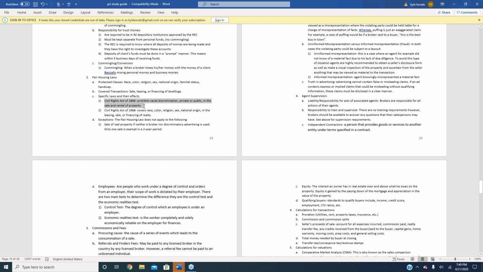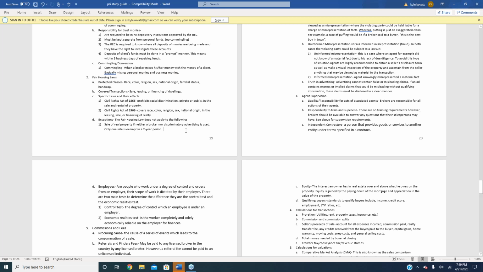Civil Rights Act of 1866. The key thing that goes along with 1866 here would be race. So if they ask you what act would prevent discrimination specifically on the basis of race, it's the Civil Rights Act of 1866.